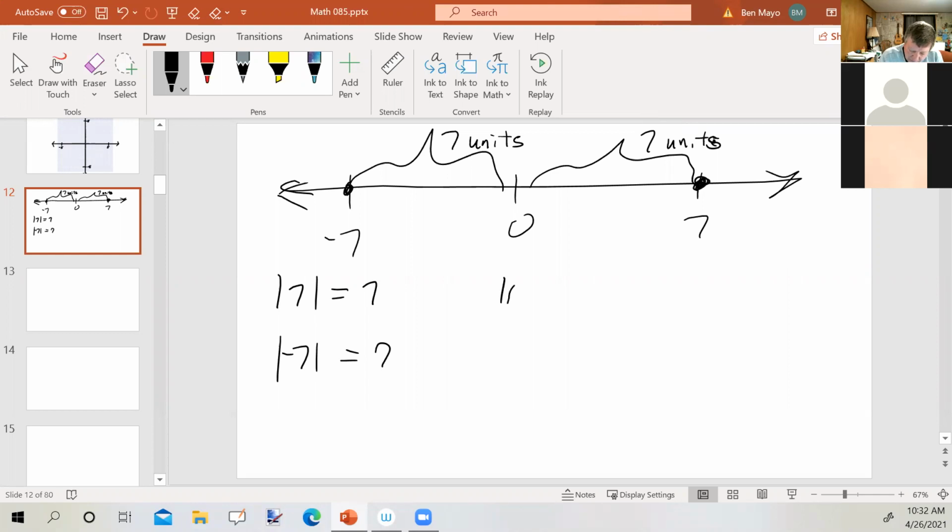Also, the absolute value of 0 is 0. Now, absolute value is never negative because, again, a distance is never negative. So it's either going to be a positive value or, in the case of the absolute value of 0, it would be 0.